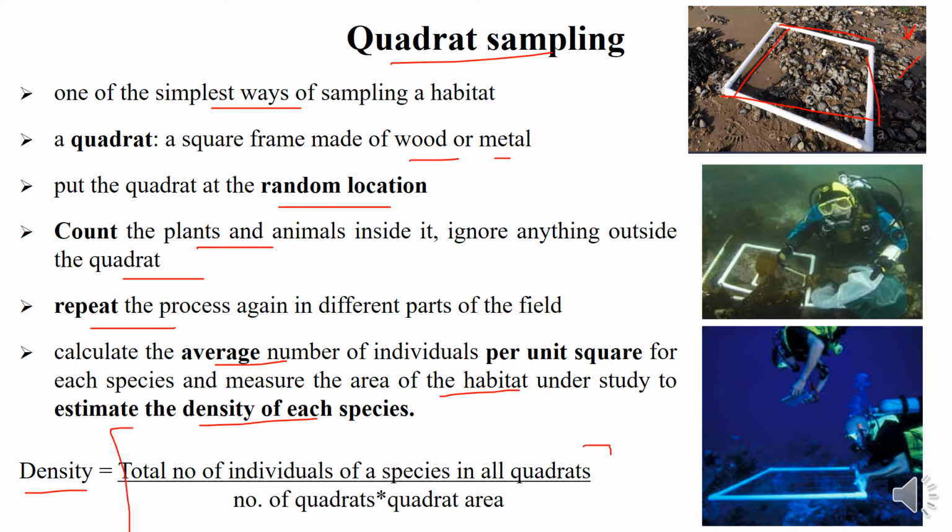For this equation, you have to know the total number of individuals of a species in all quadrats. Suppose you do 10 quadrat samplings, and the total number maybe is 100. So that is the total number of individuals of a species in all quadrats: 10 individuals per quadrat, and 10 quadrats, so 100 individuals in all quadrats. Then divide by the total number of quadrats, 10, and the area could be 1 meter square, 2 meter square, 5 meter square, whatever your measurement.